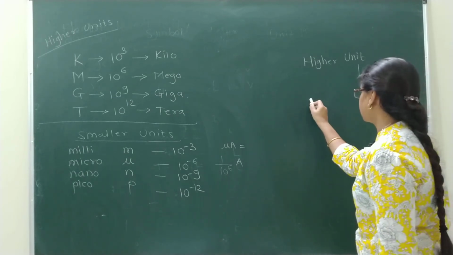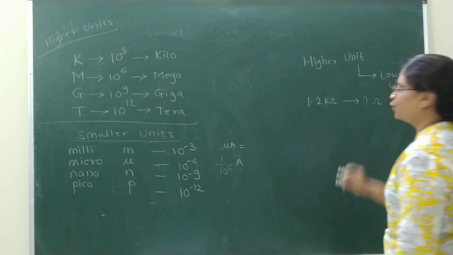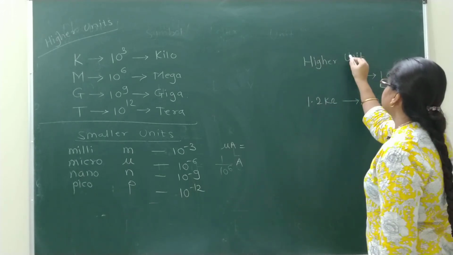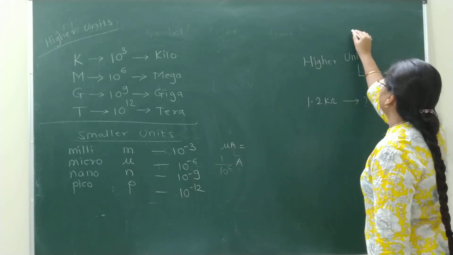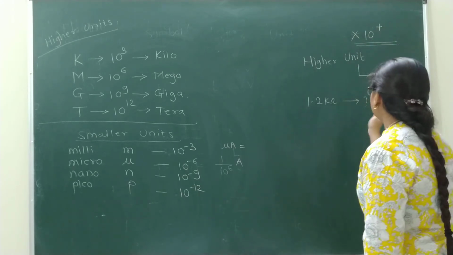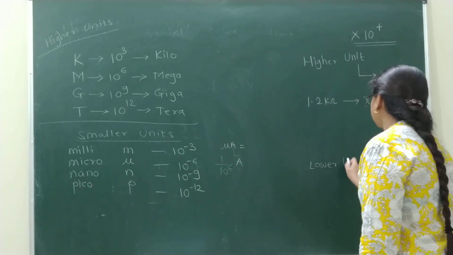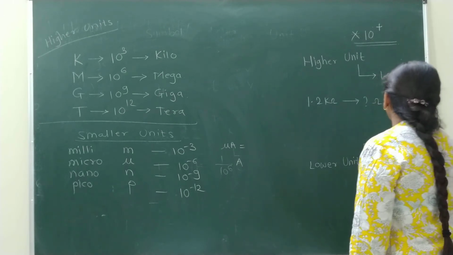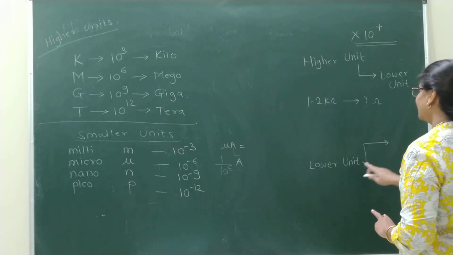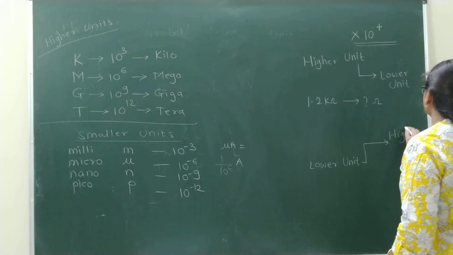For example, here 1.2 kilo ohm is to be converted into ohm. Then to convert given higher unit to lower unit, always multiply the given parameter by positive power of 10. And when there is the conversion of lower unit to higher unit, then always multiply given quantity by negative power of 10. So lower unit to higher unit.